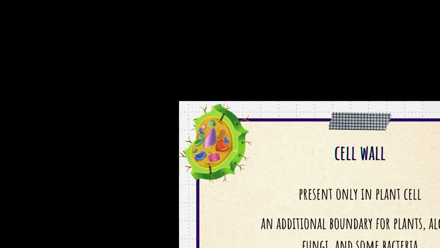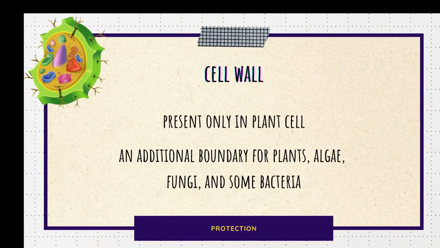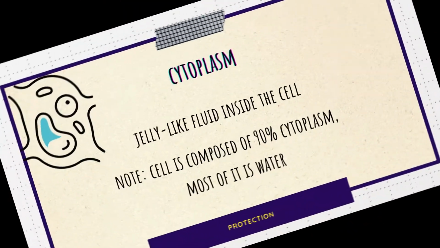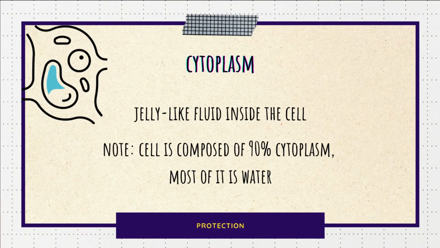Next, we have the cell wall. It is present only in plant cells. This is an additional boundary for plants, algae, fungi, and some bacteria. Lastly, we have the cytoplasm. This is a jelly-like fluid inside the cell.